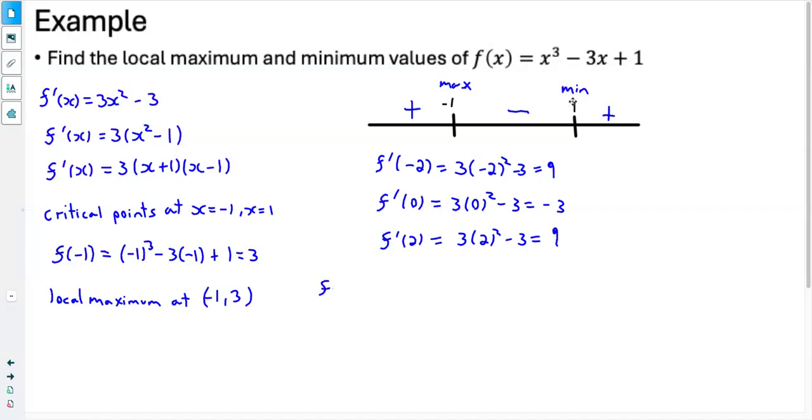We'll also figure out the exact value of its local minimum. So if we've got f of 1, that would be 1 cubed minus 3 times 1 plus 1, which is -1. So we have a local minimum at 1 comma -1.